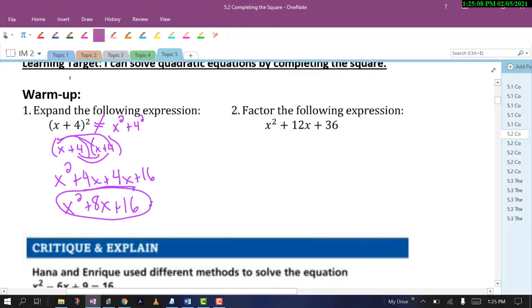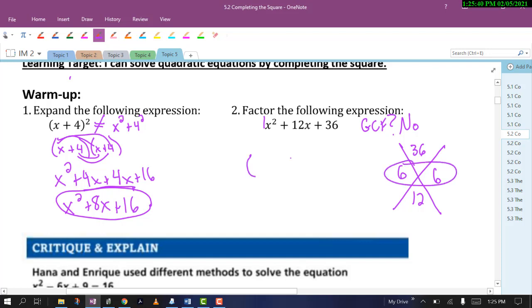There we go. So number 2, now we have to factor. We're going the opposite direction. So the first step is always to look for a GCF. Well, the coefficient of x squared is 1, so nothing goes into 1, 12, and 36 besides 1. 36 doesn't have an x, so there is no GCF. So we do our diamond problem. 36 is our product, 12 is our sum. So our two numbers in question are 6 and 6.